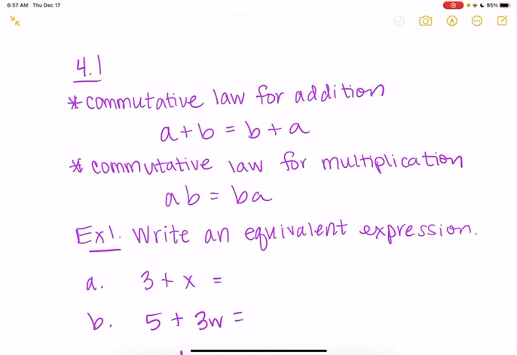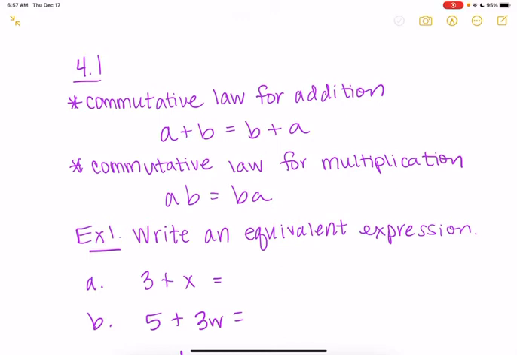That makes sense, right? It's just saying that if we had 2 plus 3, that would be the same as 3 plus 2. And for the commutative law for multiplication, A times B is equivalent to B times A, which again, if you think about it, 2 times 3 we know is the same as 3 times 2.